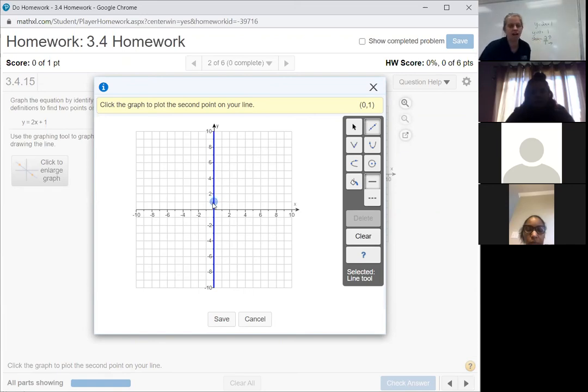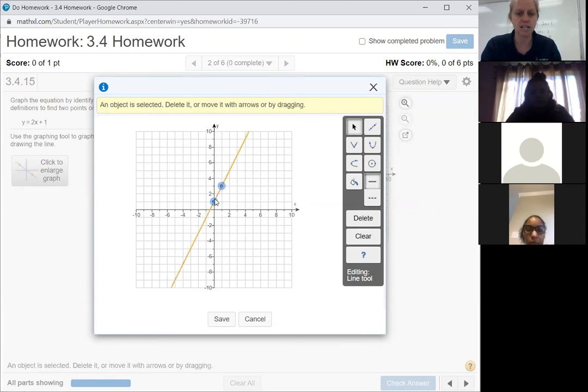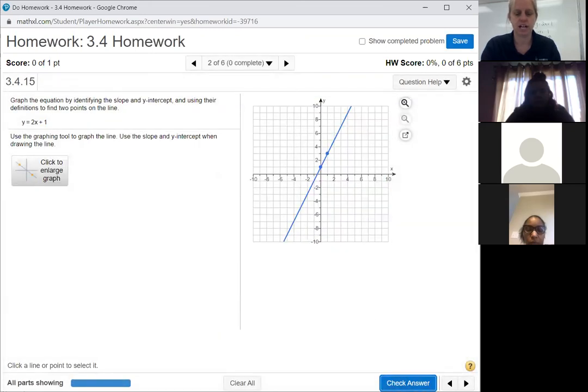So if you have a mouse that you're using, from that point that I put on the 1, what are you going to do? Go up 1, 2, run 1. Do you see how I did that? I went up 2 over 1, then put that second point there. And then check it.